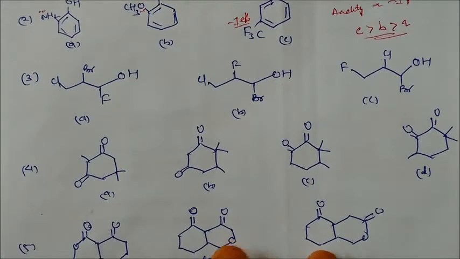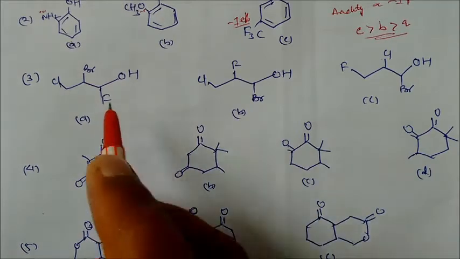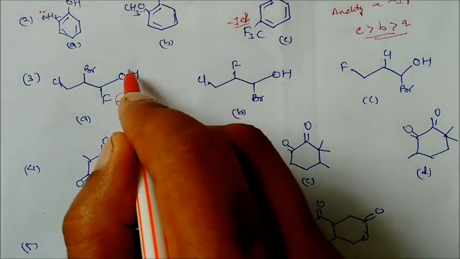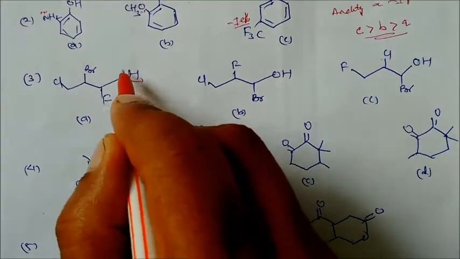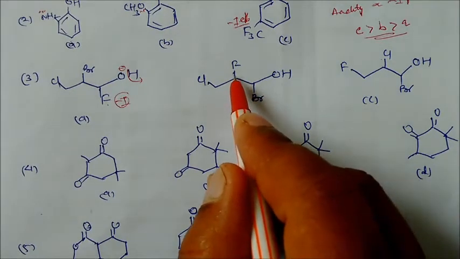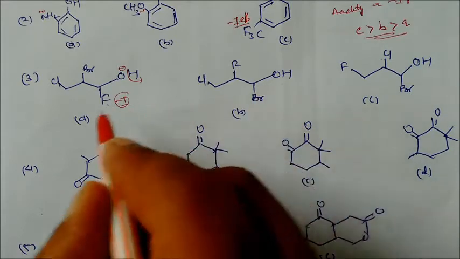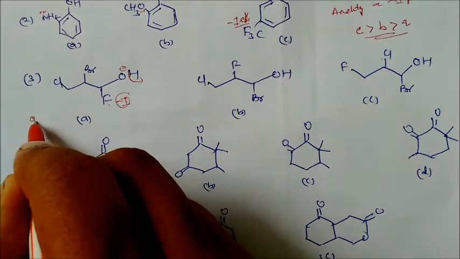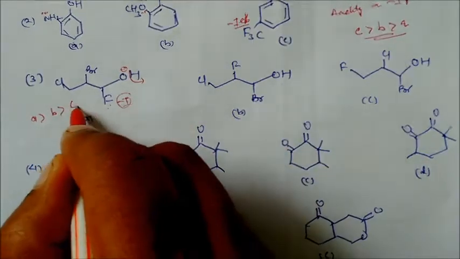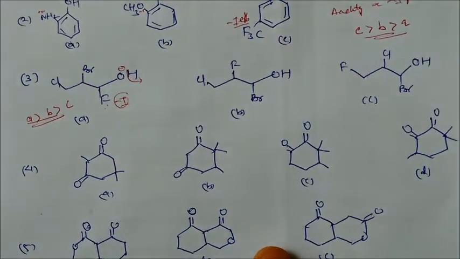Now third, here we will see in this group. This is the F. This will cause the minus I effect because it is near to this oxygen. So if you remove this hydrogen, this becomes negative, and this will be more stabilized by fluorine. Then this fluorine is far away, and this fluorine is far away. So the stability order will be like this: first will be your A, then followed by B, and then followed by C. This is the stability order of this series.